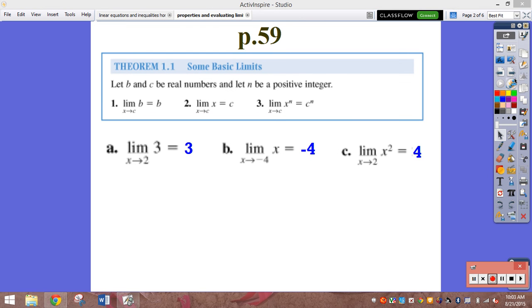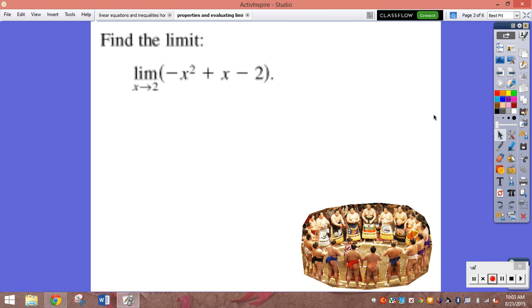So if I'm given a problem like this one, where it says find the limit as x approaches 2 of negative x squared plus x minus 2, then I know that I can evaluate through direct substitution based on those limits we just saw. And because of the properties, I can find the limit of each of these terms separately and then combine it all together. And so from the previous slide, we know that I just take the 2 and substitute it in for x here and here, and then just use basic operations to find my limit.